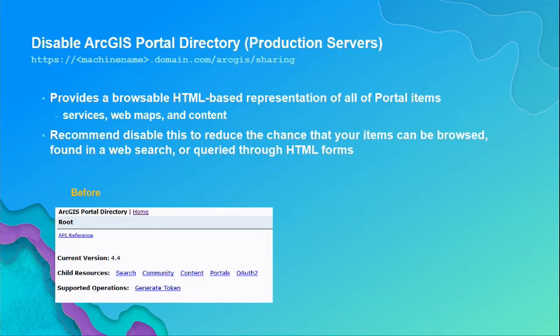Disabling the portal directory. We refer to this as the sharing API a lot of times. It's a back-end way that represents all the operations that you're doing within the front end of ArcGIS. So it's the API access into the back end of Portal for ArcGIS. Again, you'd want to disable the sharing API for the same reason why you'd want to disable the services directory on the ArcGIS Server side.